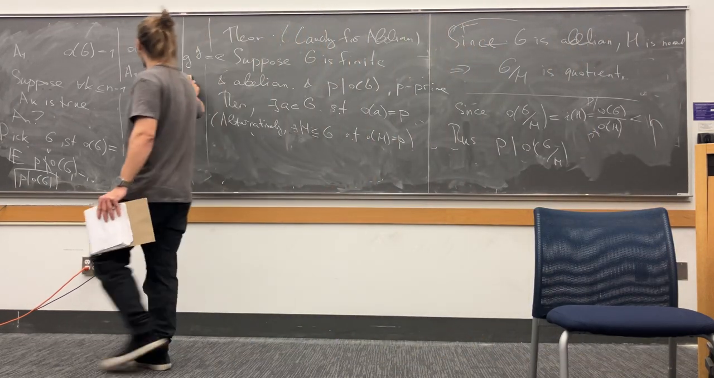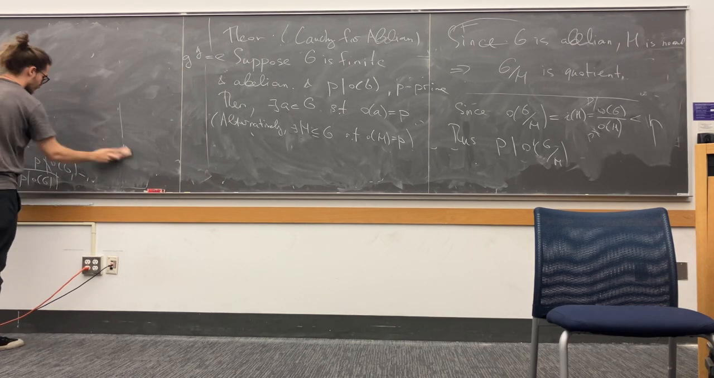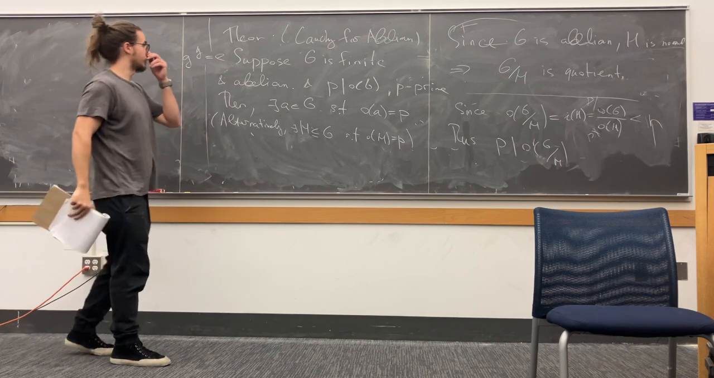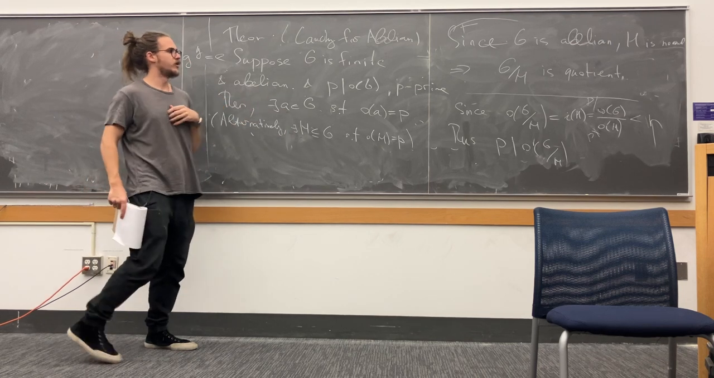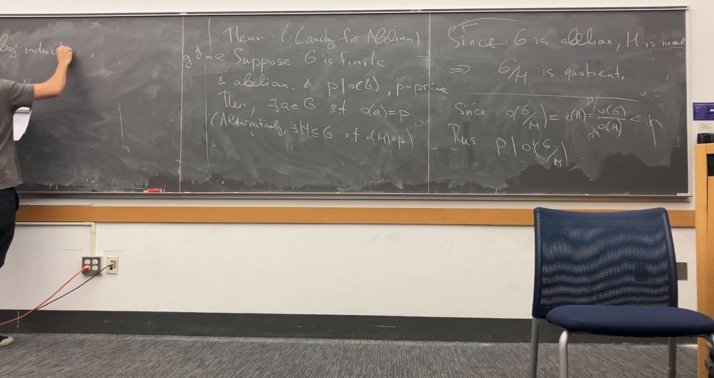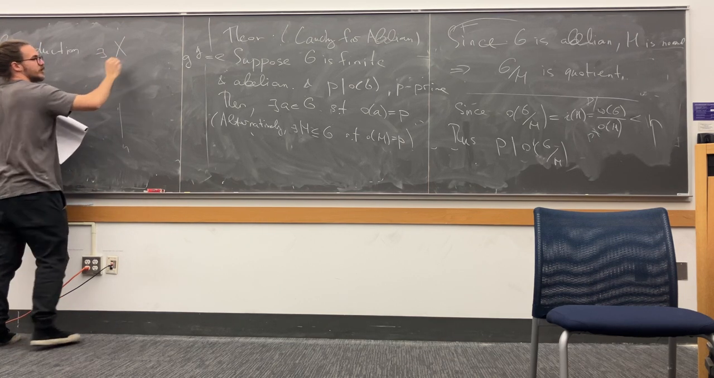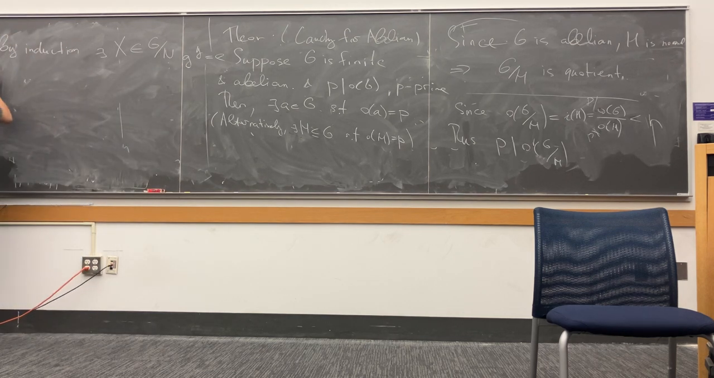And so now we can use our induction assumption. G quotient H is some group whose order is divisible by p, and its order is less than n, so we can apply our induction to conclude that there exists an element of order p. So by induction, there exists some right coset, I'm going to denote it by x, in G over H, such that the order of x is p.